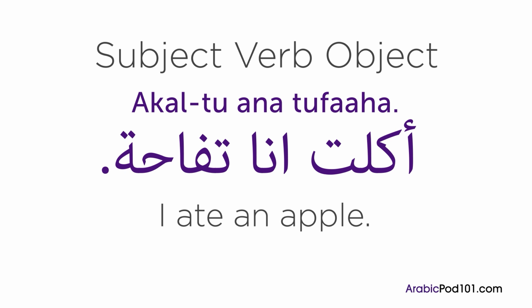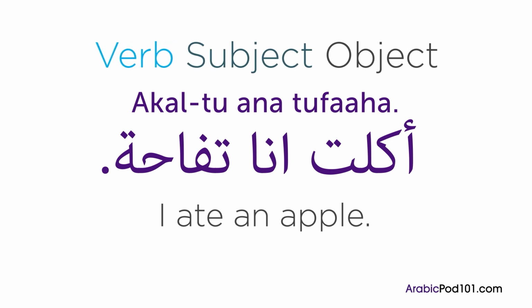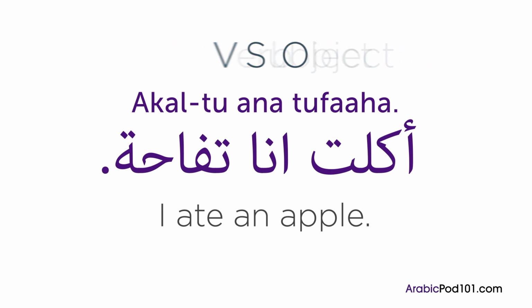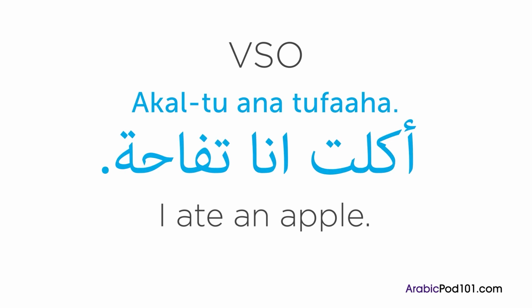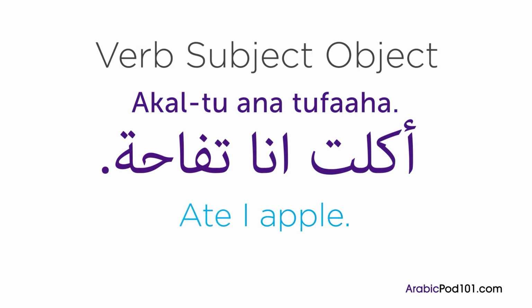Arabic is actually written from right to left. We will cover this aspect more in the next episode on writing. The word order for Arabic then is verb, subject, object, or VSO for short. The same sentence in Arabic then is essentially ate I apple. Verb first, then subject and object last. Okay, let's move on to the next section.